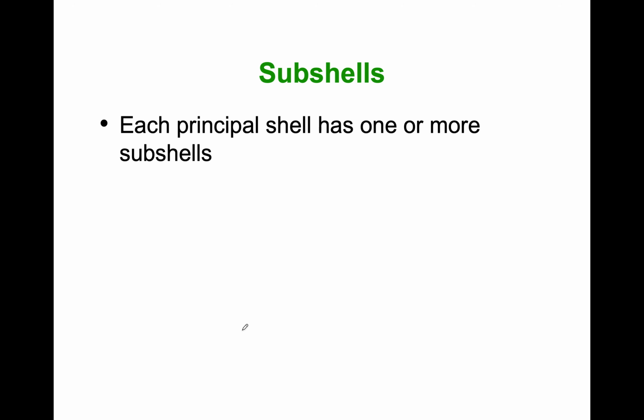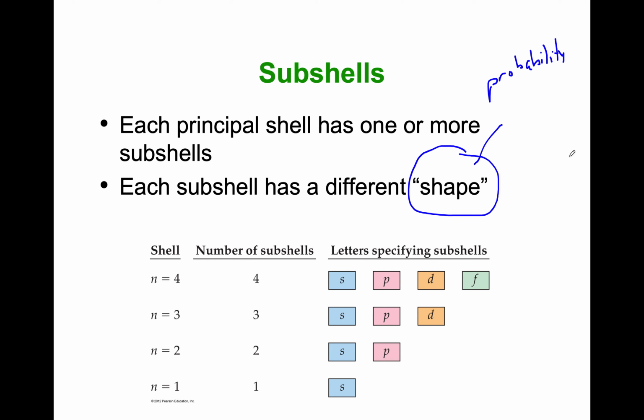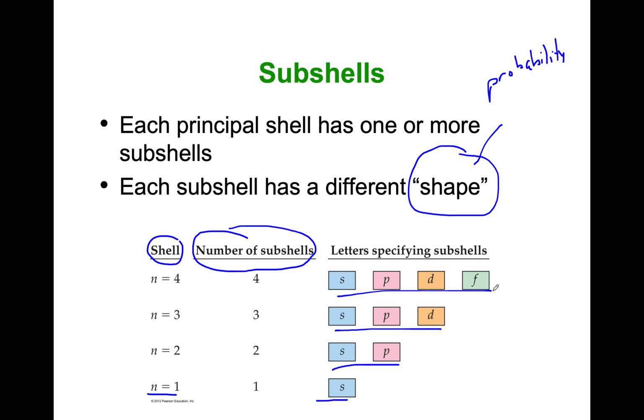Subshells are a little more complicated. They have different shapes. Remember these shapes, what we're talking about, the translation should be probability. Where is the likelihood of these electrons? These are probabilities. So the shapes, S, P, D, F, and we're going to talk about those shapes, and you can see the shapes matching up to the shell. So n equals 1 only has S, n equals 2 only has S and P, and then we add 1 at each energy level there.